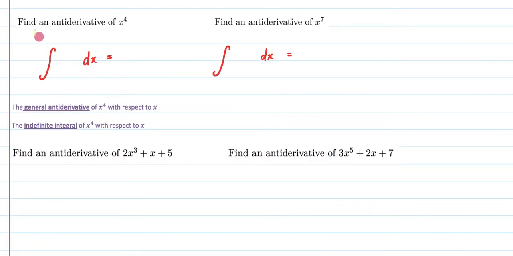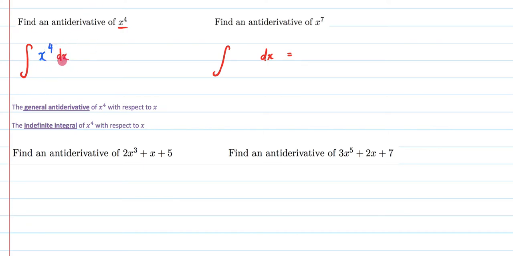So the first thing it's asking us to do is find an antiderivative of x to the power of 4. Well, we have to become familiar with some notation here. So as you can see here, we've got the notation of antiderivatives. And let me rub this out and draw it again. The first thing that you're going to do is you're going to put one of these fancy little symbols here. Then you're going to put in x to the power of 4. And then you finish it off with dx.